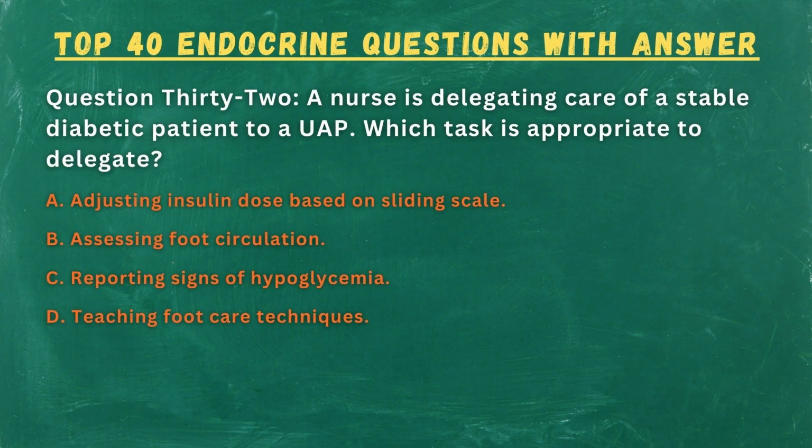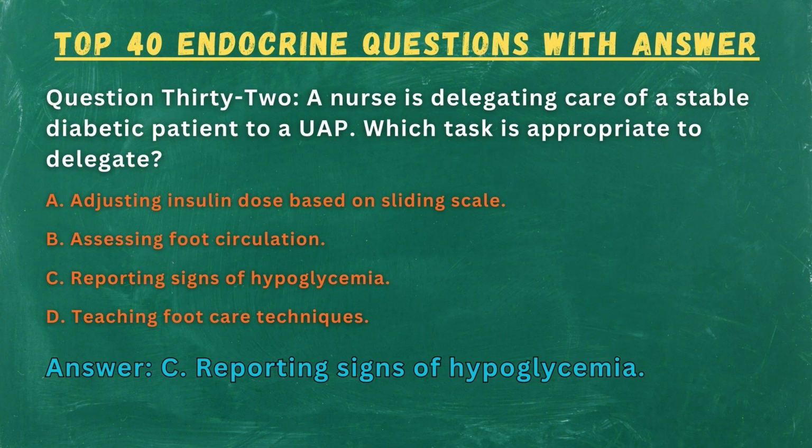Question 32. A nurse is delegating care of a stable diabetic patient to a UAP. Which task is appropriate to delegate? A. Adjusting insulin dose based on sliding scale. B. Assessing foot circulation. C. Reporting signs of hypoglycemia. D. Teaching foot care techniques. Answer: C. Reporting signs of hypoglycemia.